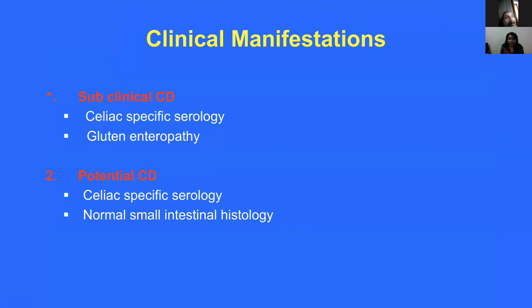What are the clinical manifestations? As I have already mentioned, patients with celiac disease can present in any department. The varied presentation is, one, subclinical celiac disease, in which celiac-specific serology is present, and when we do endoscopy and duodenal biopsy, they have gluten enteropathy, but they don't have symptoms. The second group is potential celiac disease, in which celiac-specific serology is there, but small intestinal histology is normal. These patients can develop celiac disease in future when they are exposed to gluten.